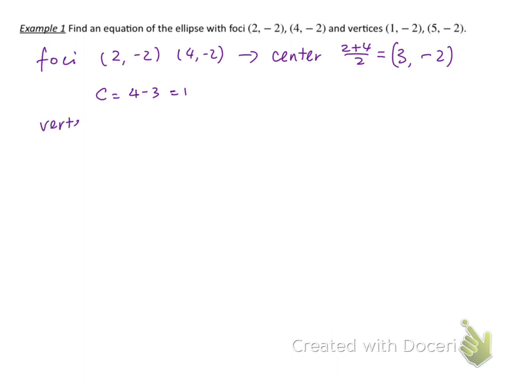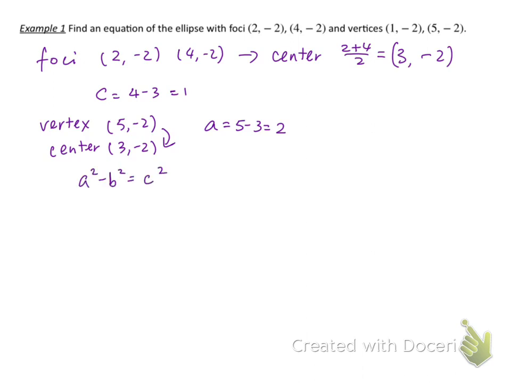Now, looking at the vertex, any of the two, I'm going to take the positive point, and comparing the vertex and the center, you know that the distance from the vertex, which is a, to the center is 5 minus 3, which is 2. And you have a, you have c. You know that a squared minus b squared equals c squared. So 2 squared minus b squared equals 1 squared. b squared is 3.